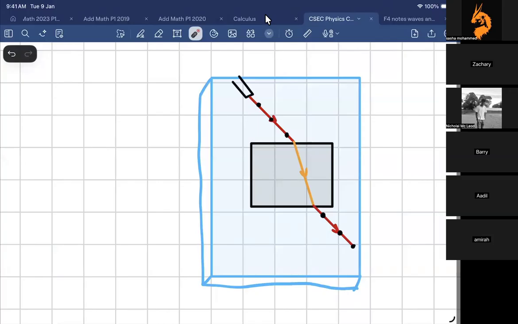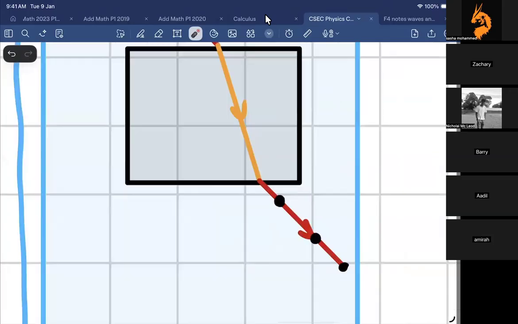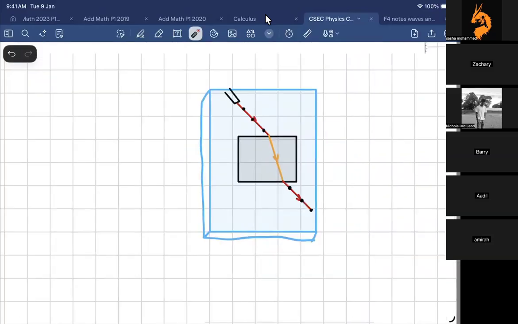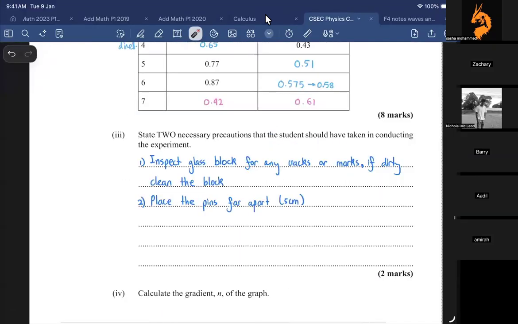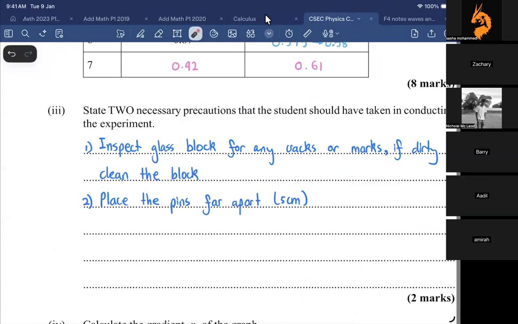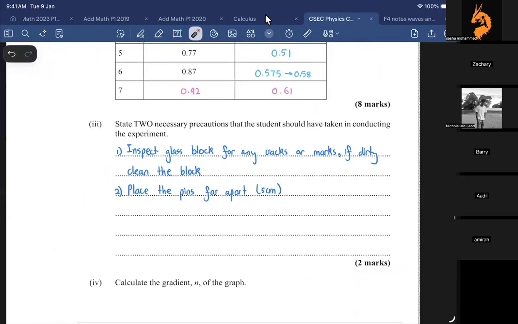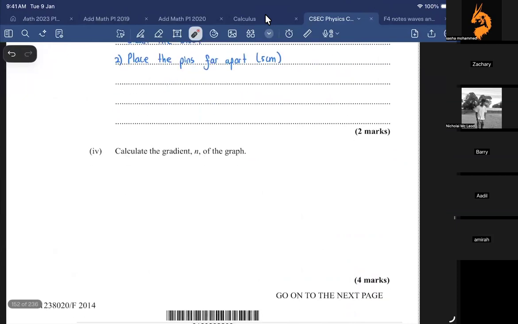All right. And think about it, Drew. If you want to accurately draw a line, would you want to place the pins very close together or kind of far apart? Kind of apart. Exactly, right? So do you understand why one of my precautions was place the pins far apart? Yes, sir. All right, cool.